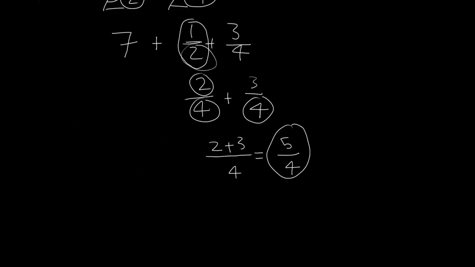So let's just add that back to our original equation, which was 7. And we have our answer as 7 and 5/4. I don't like how that 7 looks, actually. Let's change it. Perfect. 7 and 5/4.